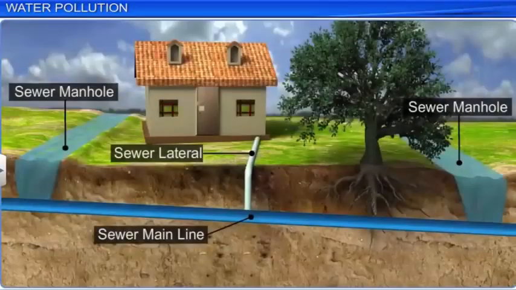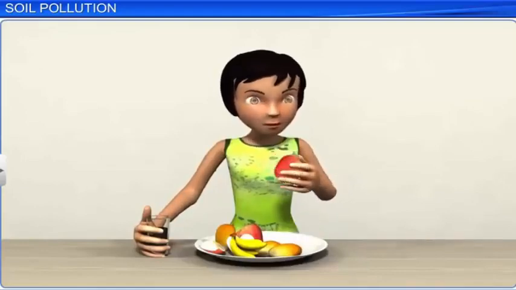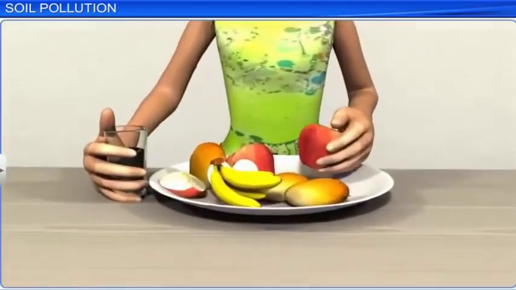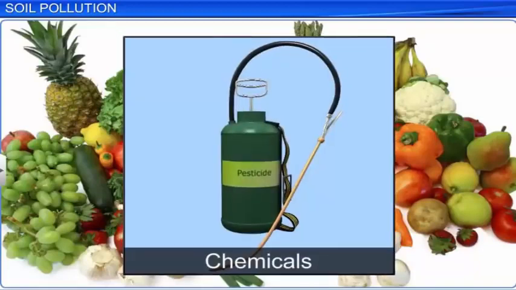We can cut down about half the amount of water pollution on the earth by taking care of the sewages coming from our houses. Do you know that our body is at risk even when we think that we are consuming fresh fruits and vegetables? It is because most of the fruits and vegetables we use today contain chemicals.